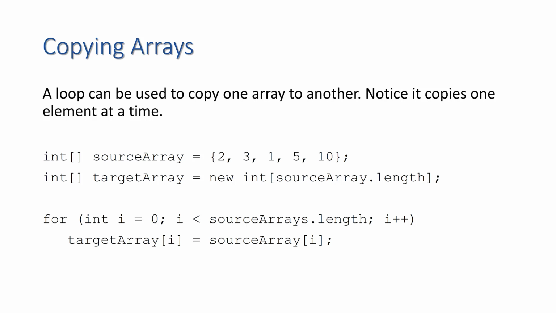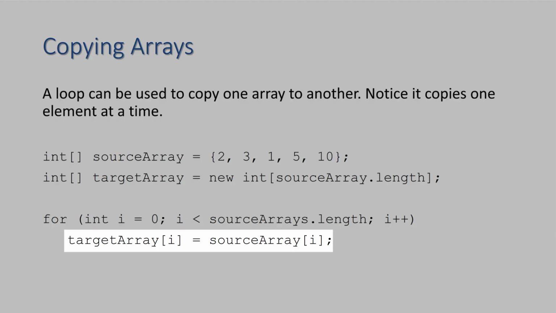In order to copy the contents of one array to another, a loop must be used to iterate through the arrays, copying one element at a time. In the sample code block, the target array is assigned the elements in the source array, element by element.